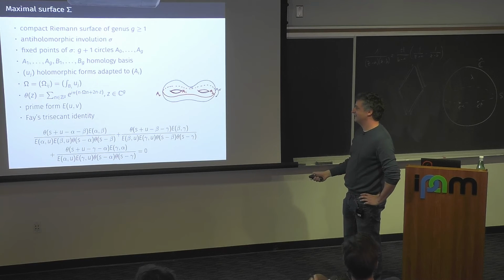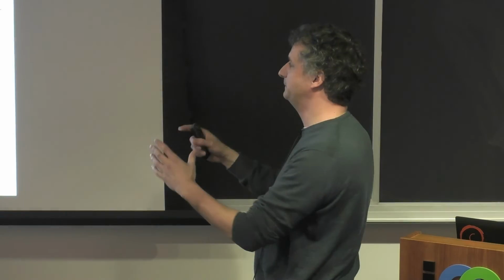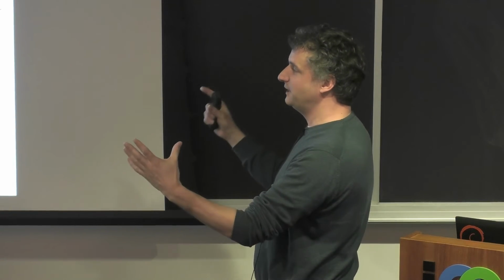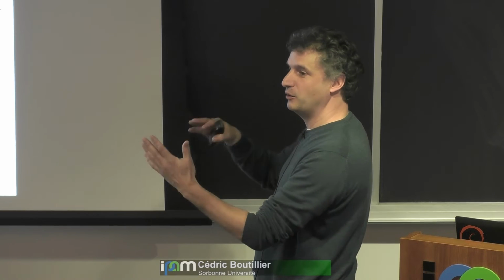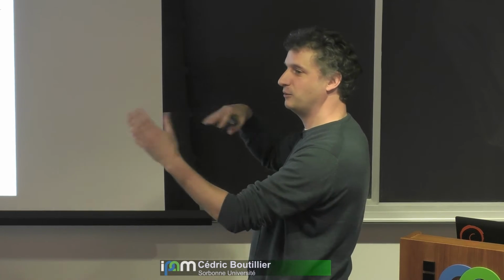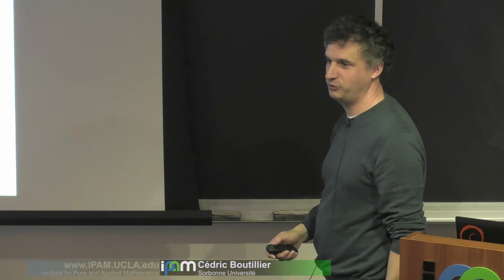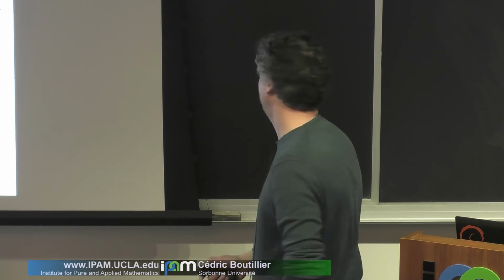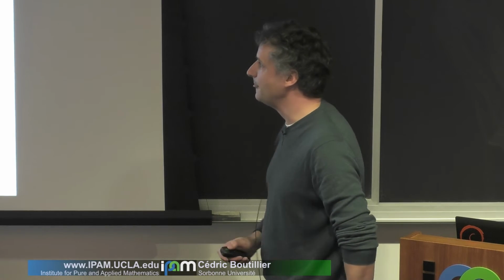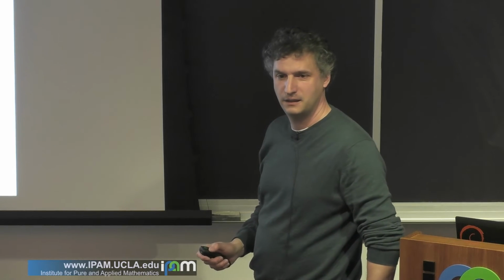Okay. Cédric, is it possible to say what is a prime form? Is it too complicated? No. Well, you can think of it as a basic object to create meromorphic functions with prescribed poles and zeros on the surface. Is it determined by that Fay identity? If I fix theta, is that? No. No.